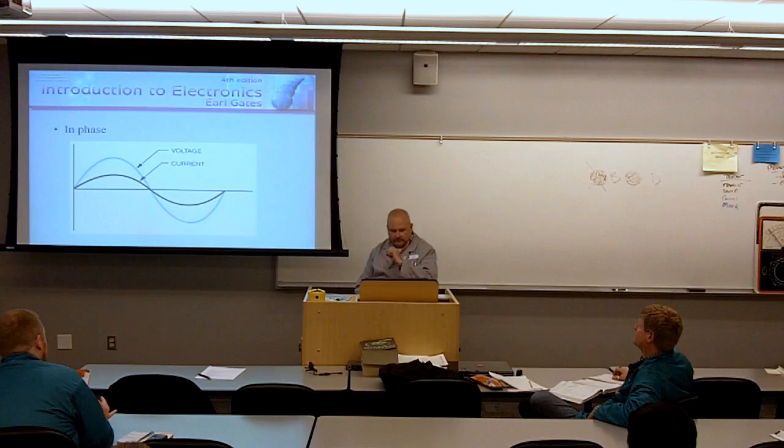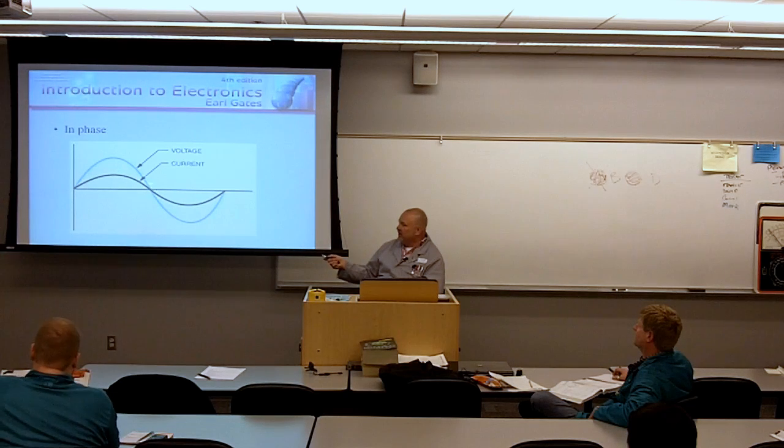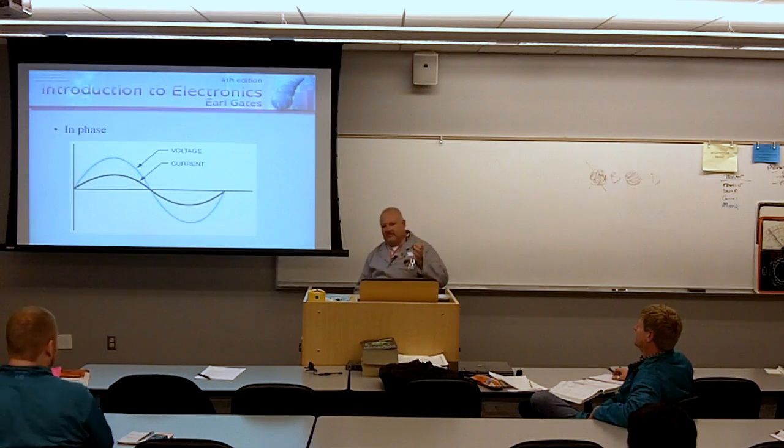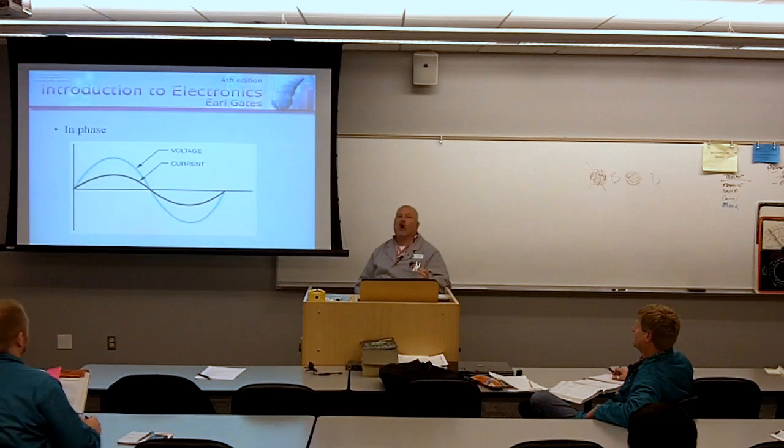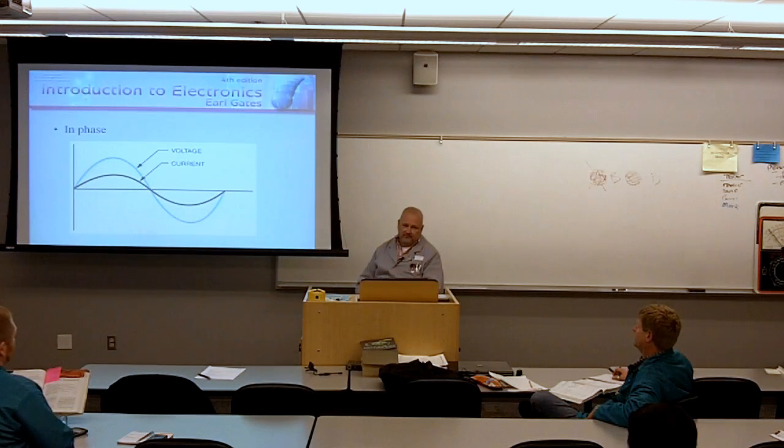When resistance is the only property that we're dealing with in an AC circuit, voltage and current are going to be considered in phase with each other. Meaning at 0 degrees they're in phase, at 90 they're the same, at 180 they're the same, 270, 360. If it could pass that litmus test, we say that these voltage and current are in phase with each other.